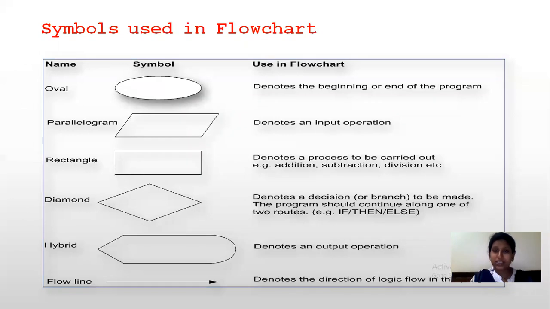Oval is used to denote the beginning or end of the program. Parallelogram denotes an input operation. Rectangle denotes a process to be carried out. Diamond denotes a decision to be made. Hexagon denotes an output operation. Flow line denotes the direction of logic flow in the program.